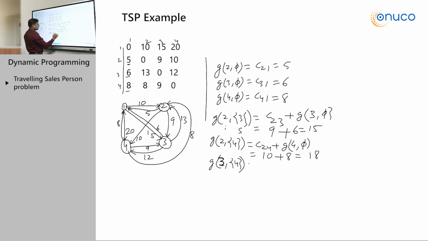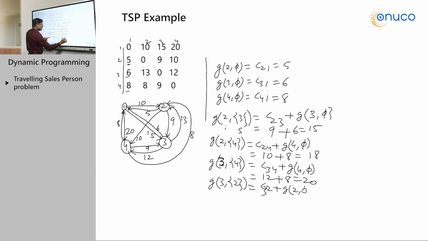We will go to 3 and 4. What is that? C of 3, 4 plus g of 4, 5. So, C of 3, 4 is 12, 4, 5 is 8, so it is 20. Similarly, we are going to find out g of 3, 2, which is equal to C of 3, 2 plus g of 2, comma 5. C of 3, 2 value is 13 plus 2, 5 already calculated is 5. 13 plus 5 is 18.